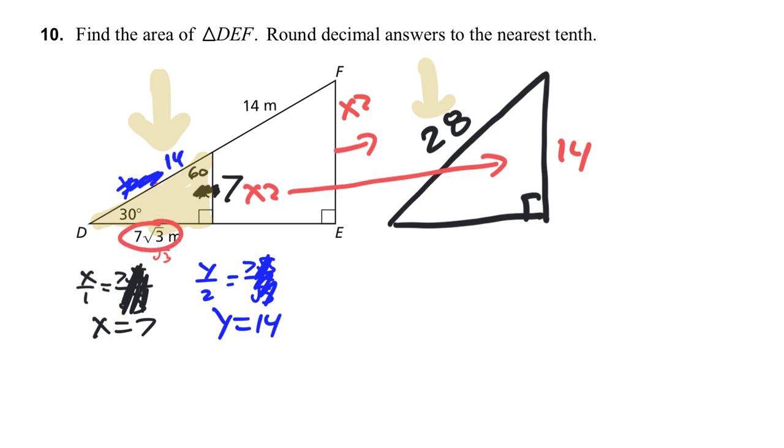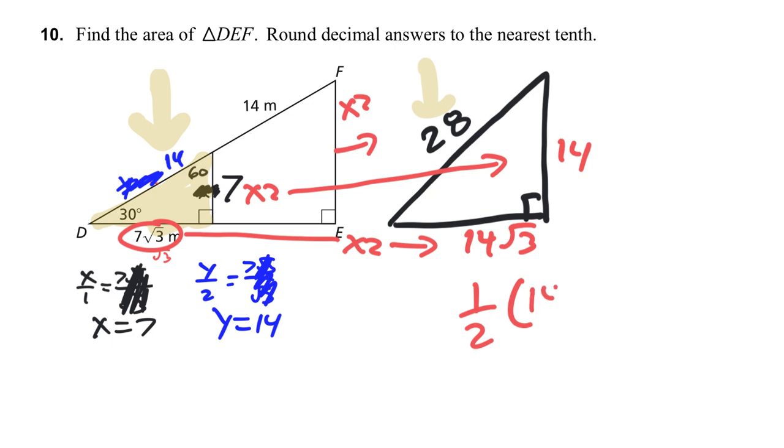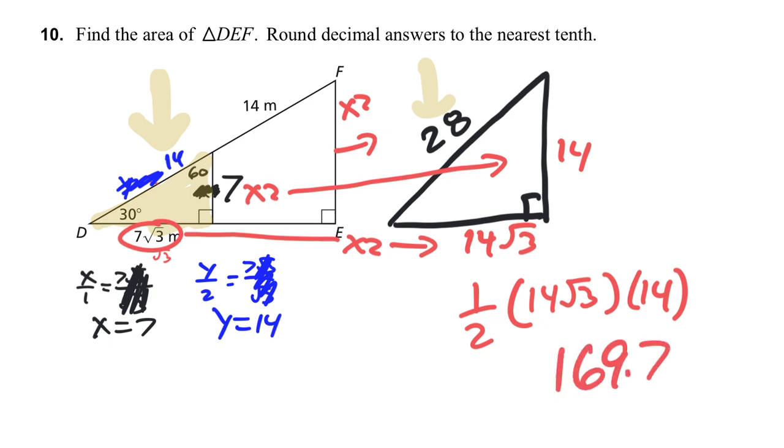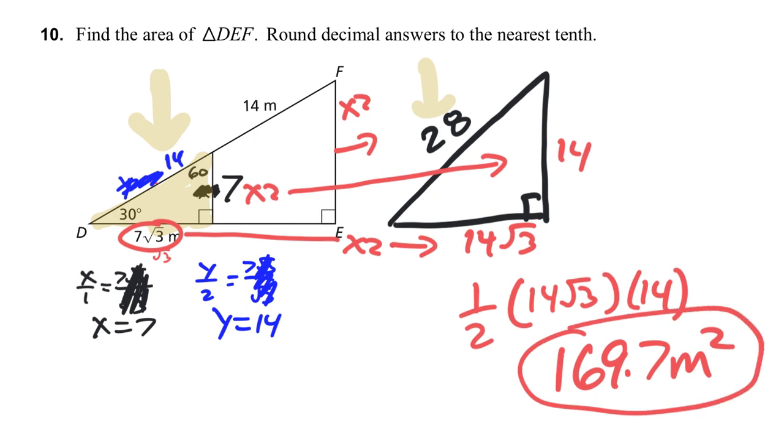And then if I take this 7 square roots of 3 and multiply that by 2, it gets me 14 square roots of 3. And I need to know that because to get area, I need half my base times my height, which is 1/2. My base here, I can look at as my 14 square roots of 3, and my height would be 14. And now I'm going to put this in the calculator, but it says to round to the nearest tenth, which is going to be 169.7 meters squared.